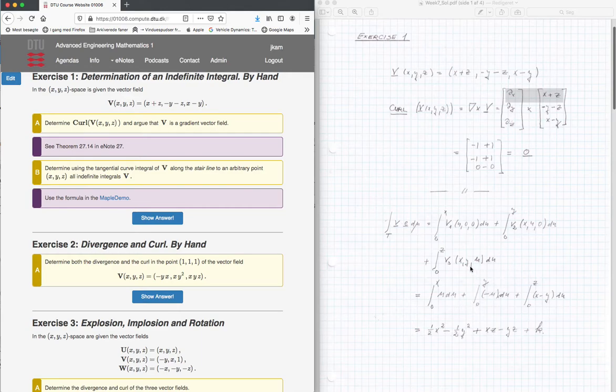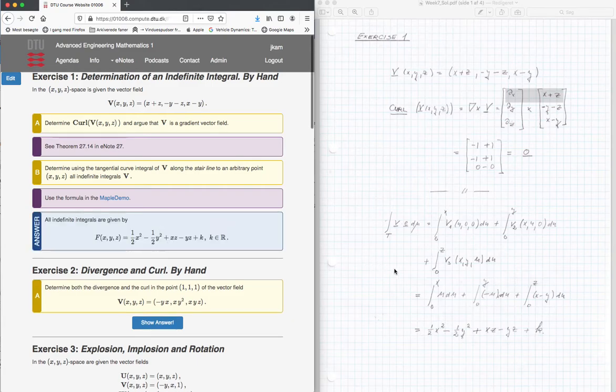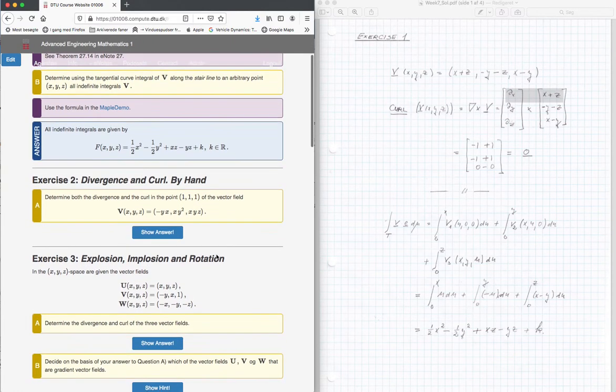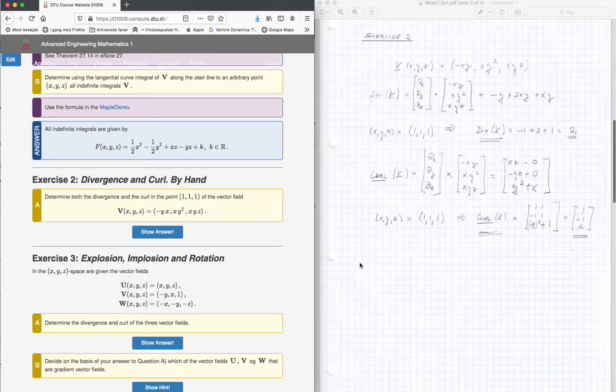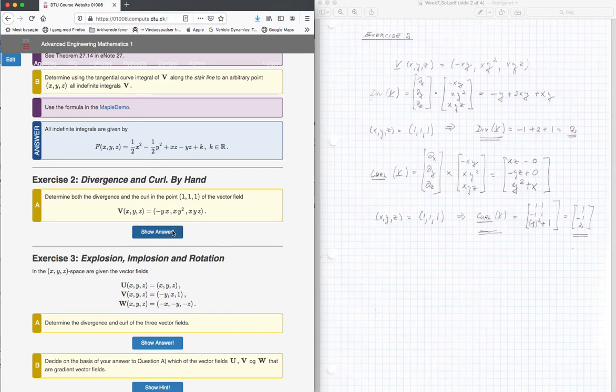And you see, for instance, v1 is x plus z, and z is 0, so this is simply u. And so forth. And when you do this integration, you get this result. And you could, of course, always add an arbitrary constant to the result. So let's see, this is correct. This was the first exercise.